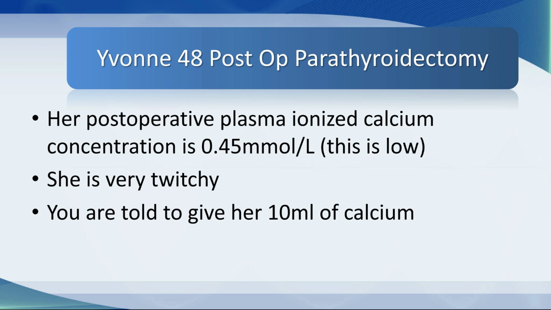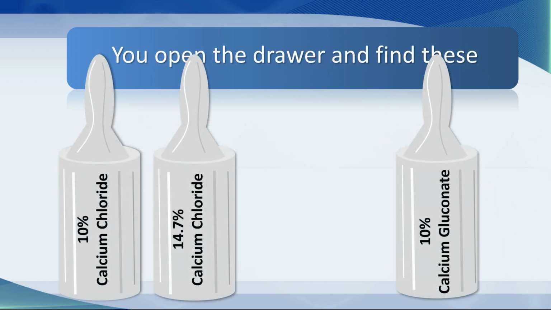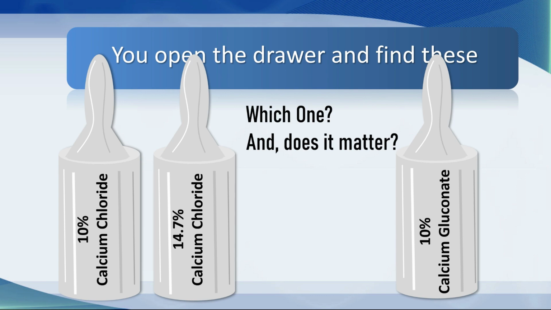So you go to the drug press and you open the drawer and you find these three products: 10% calcium chloride, 14.7% calcium chloride, and 10% calcium gluconate. Well, which one do you use, and does it really matter? Let's work the problem.